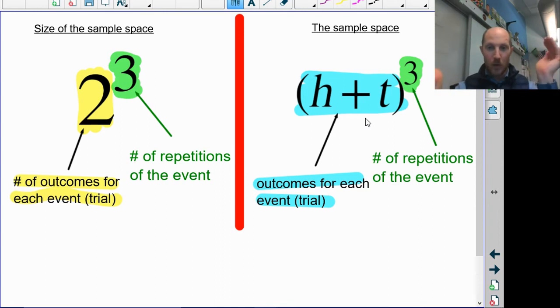So a coin has 2 outcomes. So inside the parentheses, I'm going to list them both, H plus T, in the algebraic form. So heads for A is the H, tails is the T. Put a plus to separate your 2 terms in that algebra expression. The exponent is still going to be the same. If I'm doing 3 coin flips, I'm going to make that exponent a 3. That's the number of repetitions of that event.